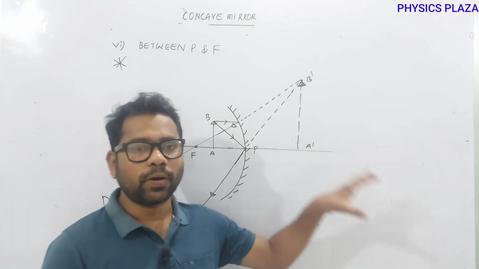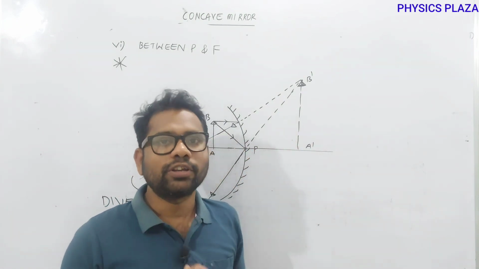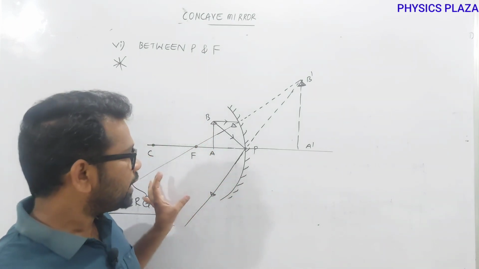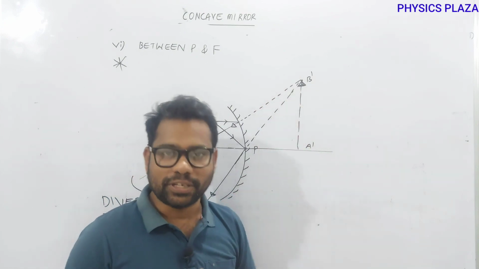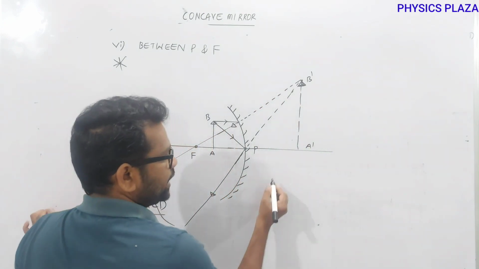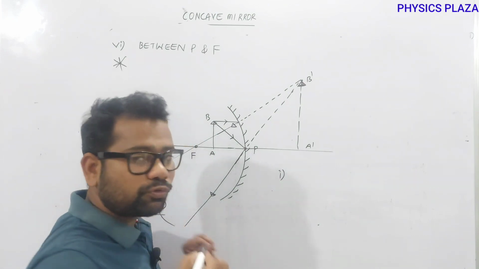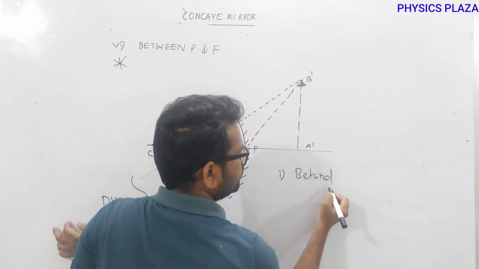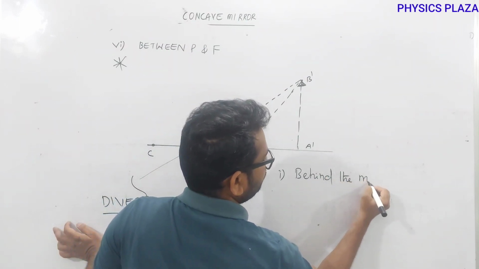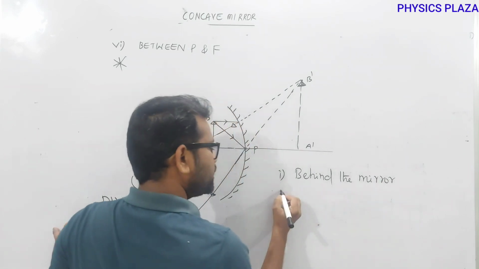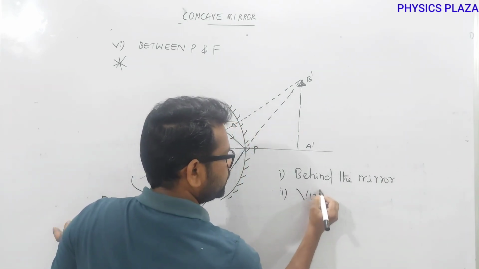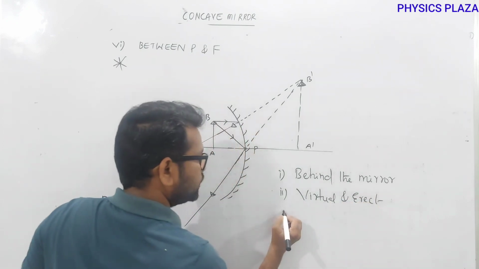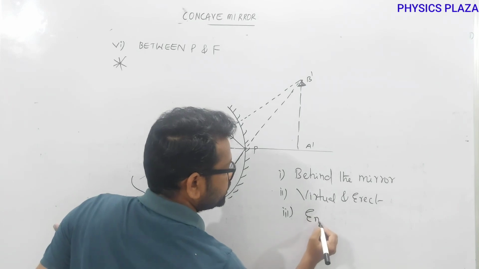So what is the specialty of this case, children? This is a case where the concave mirror forms a virtual image. How can you say that it is a virtual image? Because the light rays are not meeting after reflection. So they are extended back so that they appear to meet. Okay, fine. Let us see the characteristics. First point, the image is formed behind the mirror. Second one is, children, it is virtual and erect.